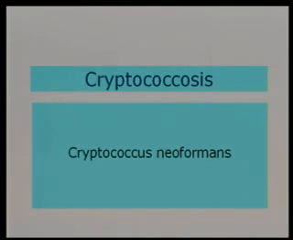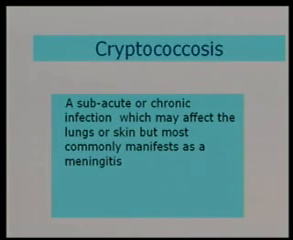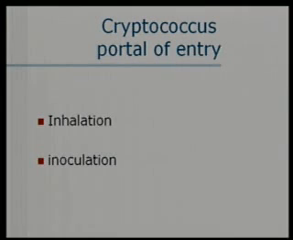Then the next one is Cryptococcus. This is an important organism. It is a subacute or chronic infection, which may infect the lungs or skin, but most commonly it causes encephalitis. You get it by inhalation or inoculation. Inoculation is very rare. And inhalation has never been proven, but it's the only way that we could possibly figure out that people get it.